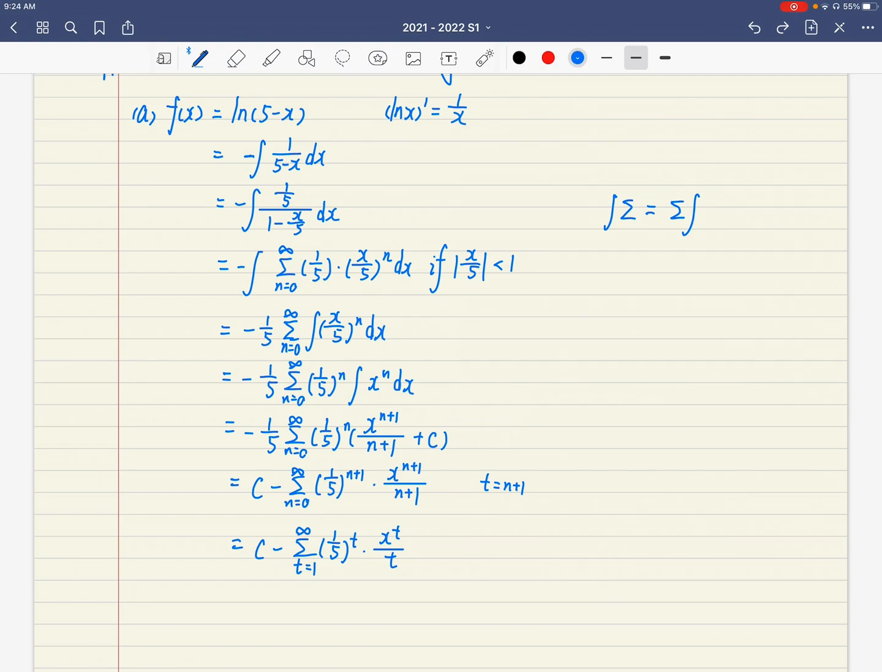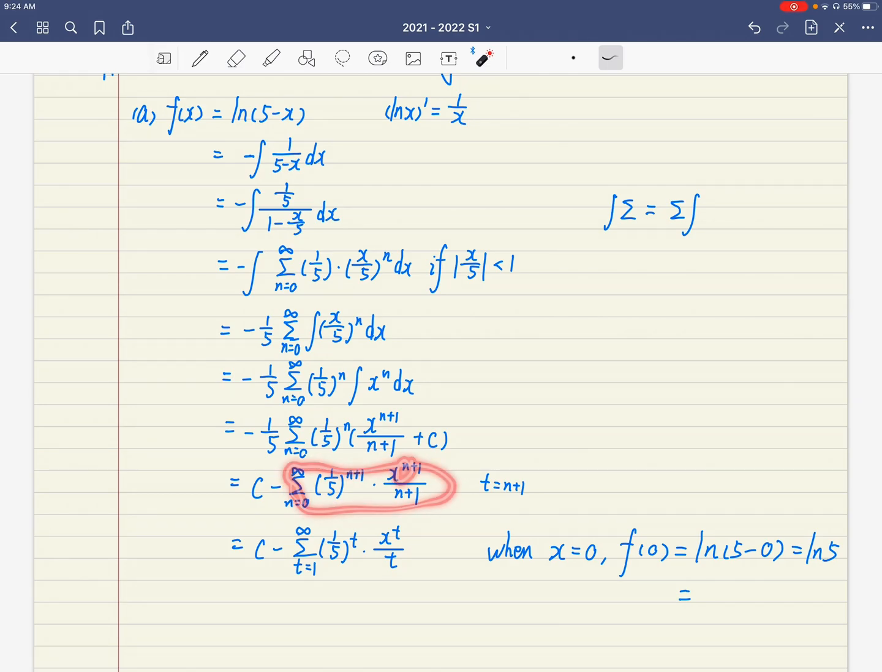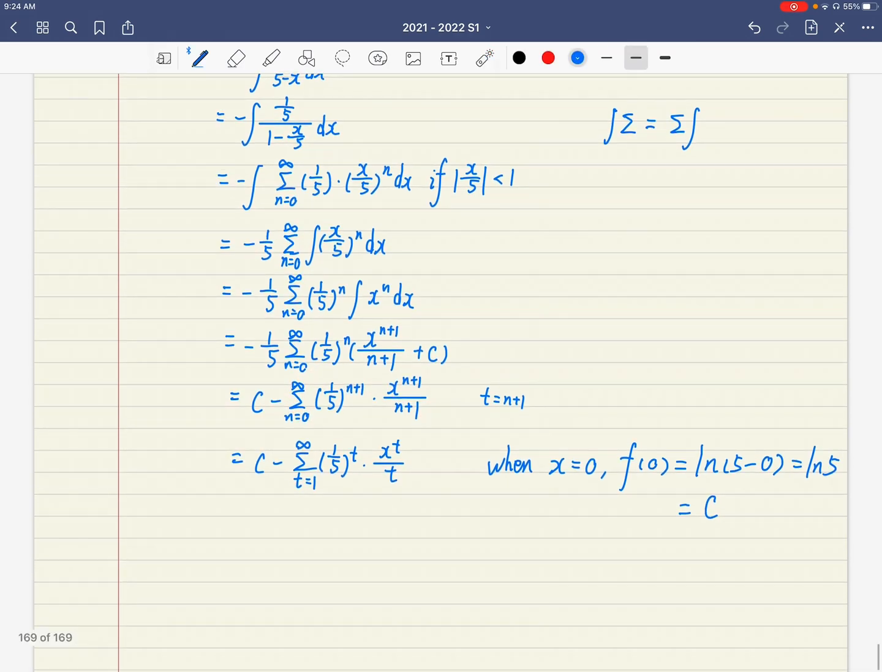Right? So when x is 0, f(0) is just ln 5 minus 0. It's just ln 5. And this complicated expression is equal to, you can see when x is 0, this is 0, right? So this whole summation is 0, and it's equal to c, right? So that's why c is 0. Okay, so by that substitution, you can get the value of c.